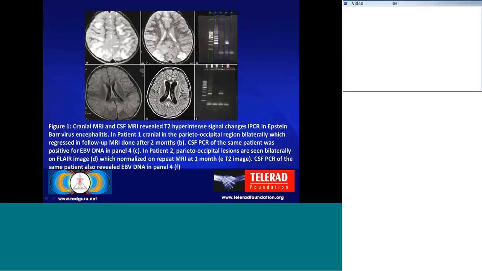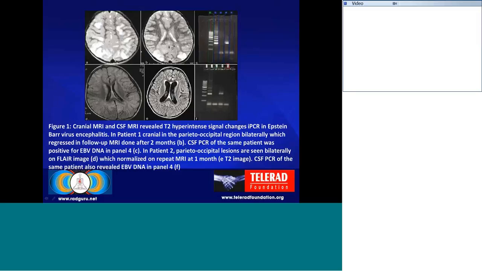This is a PCR CSF study. I was always saying that MRI is needed for follow-up of patients. So this is a PCR of Epstein-Barr viral encephalitis. We see that the parieto-occipital region bilaterally has regressed.